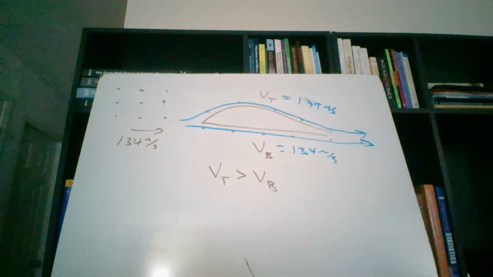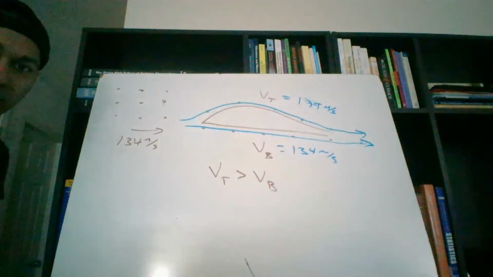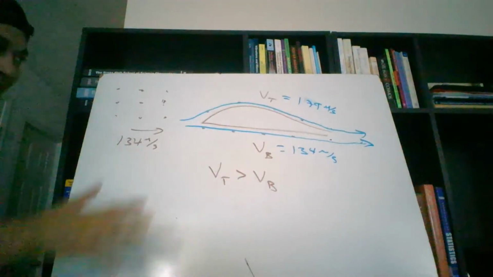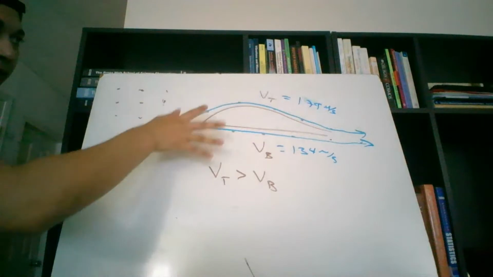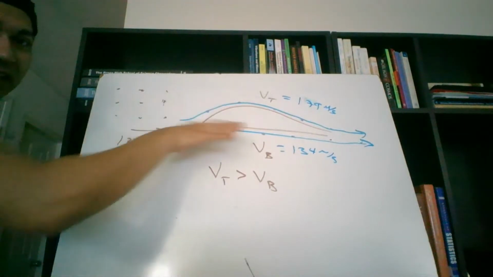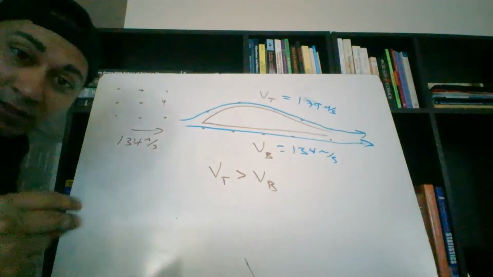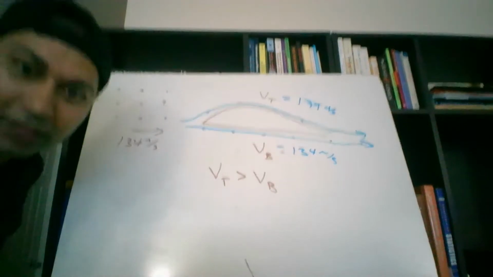Okay. So hopefully, I hope you understood that much. Wind that way, wind this way, wind faster at the top, wind slower at the bottom. Remember, hold on a second, please.